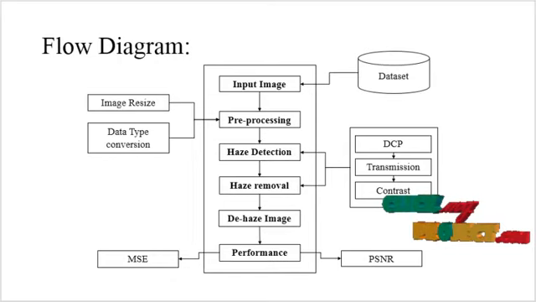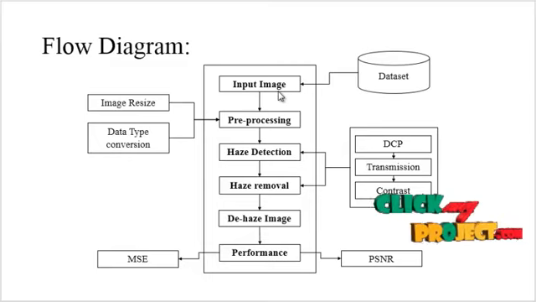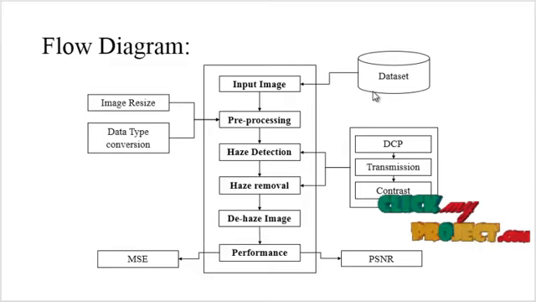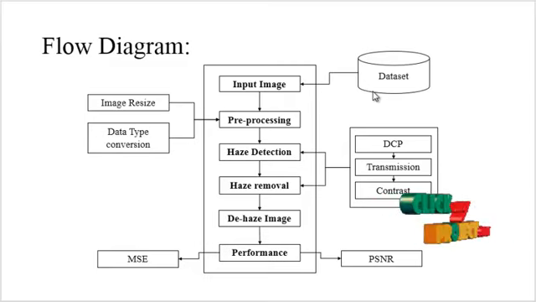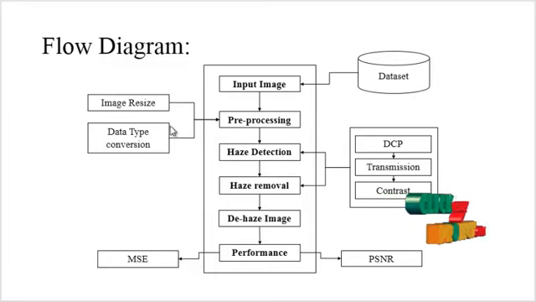Now we are going to discuss the flow diagram of the process. This is the overall workflow of the process. The first stage of the process is the input image. The input image is taken from the dataset. The dataset carries several hazy images. Then after getting the input image, we move on to the next step, that is pre-processing. In this pre-processing we have two kinds of pre-processing, that is image resize and data type conversion. In image resize, the image is resized to a fixed aspect size. That means the number of rows and number of columns will be resized.